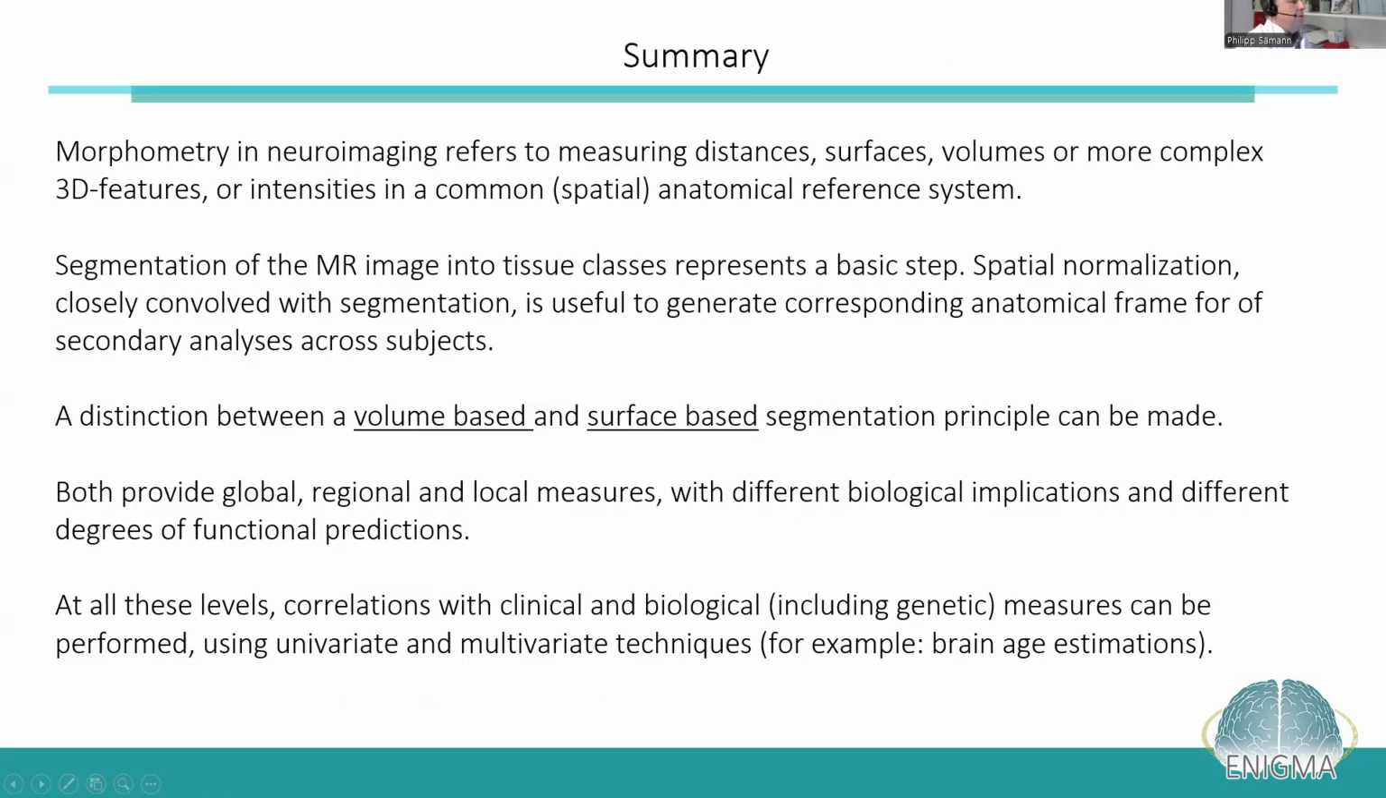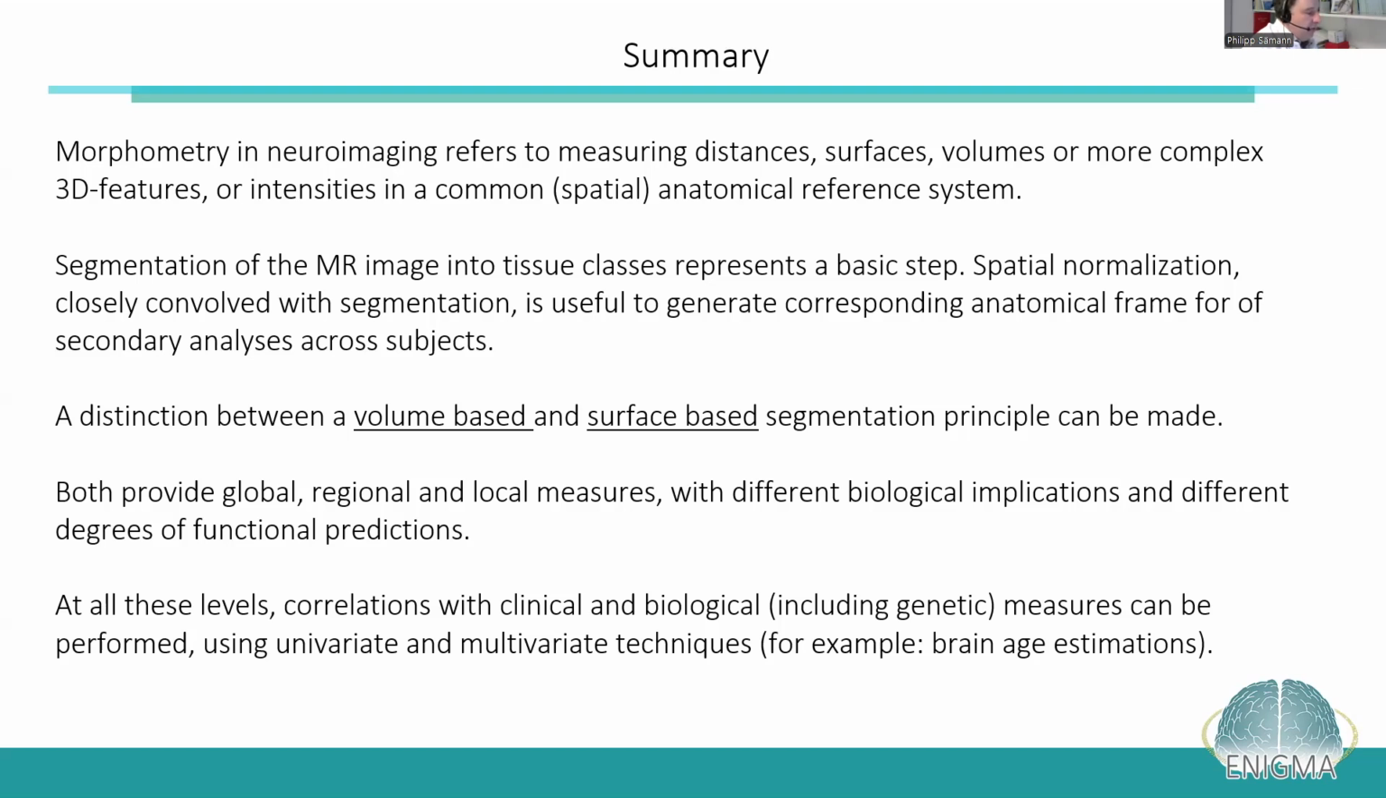So with this, I come to the summary. Morphometry in neuroimaging refers to measuring distances, surfaces, volumes, or more complex 3D features or intensities in a common spatial anatomical reference system. Segmentation of the MR image into tissue classes represents a basic step. Spatial normalization, closely convolved with segmentation, is useful to generate corresponding anatomical frames for secondary analysis across subjects. Then, as we demonstrated, a distinction can be made between volume-based and surface-based segmentation pipelines.